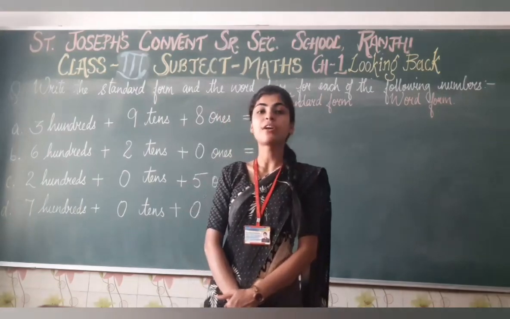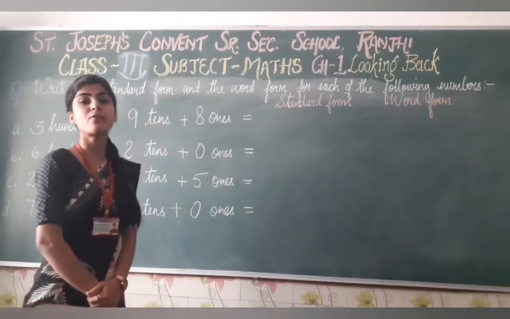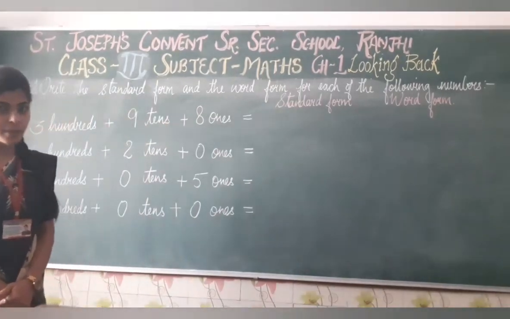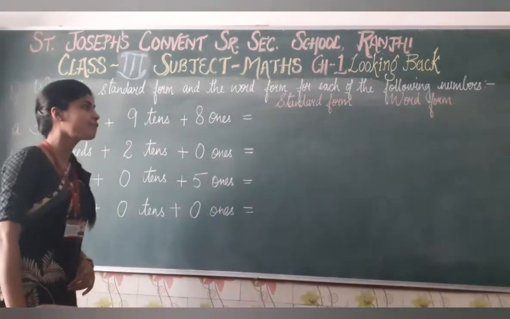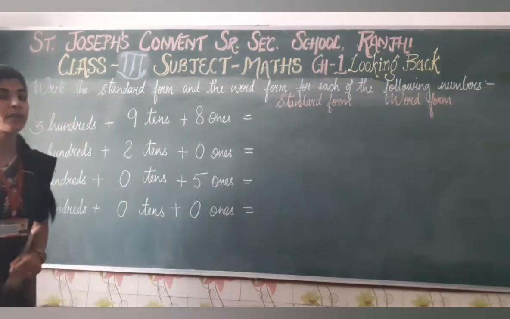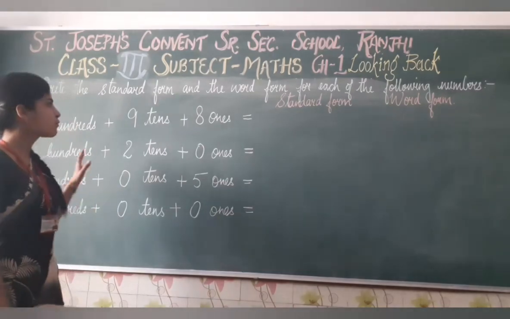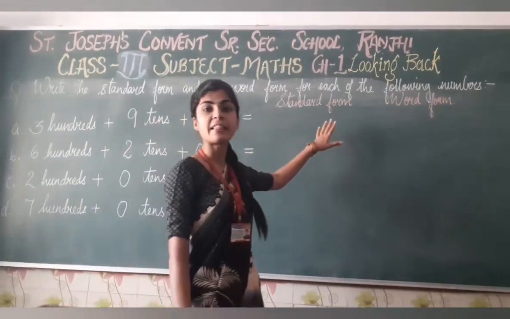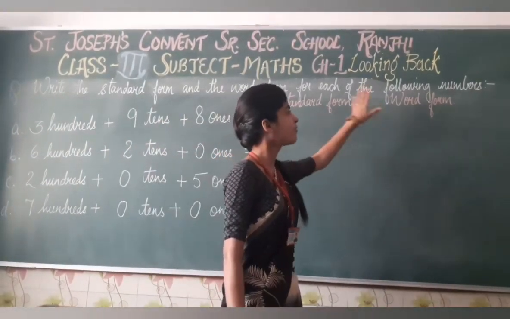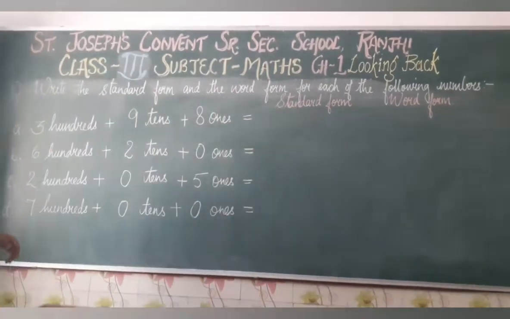So today we are going to solve sums based on standard form and word form. So the very first sum is this. Write the standard form and the word form for each of the following numbers. Which means what? There are some numbers given to us. For those numbers, we have to first of all write the standard form. And then for that standard form, we have to give the word form also. Okay children, so let's start.